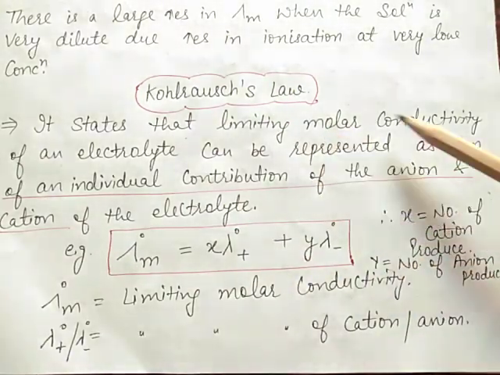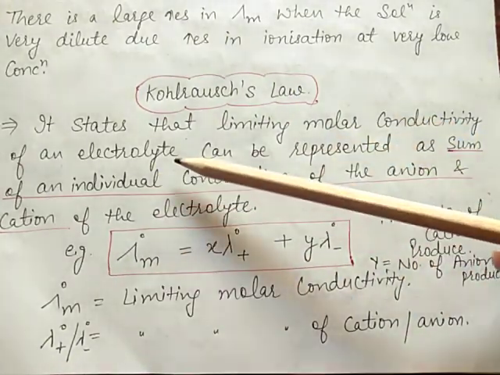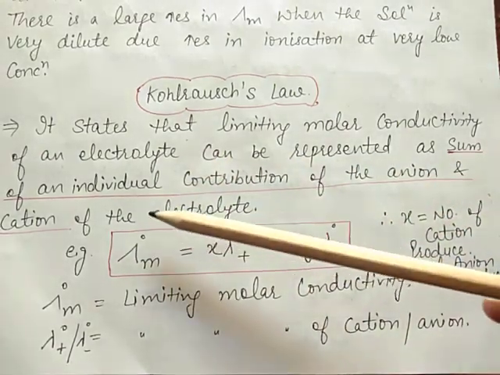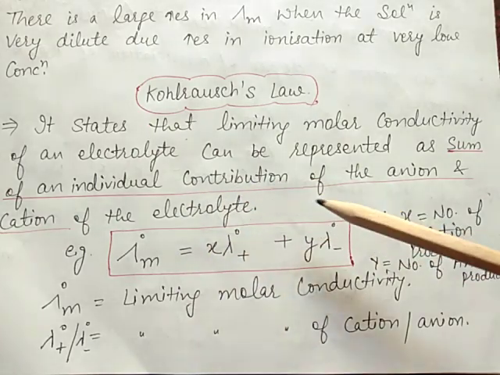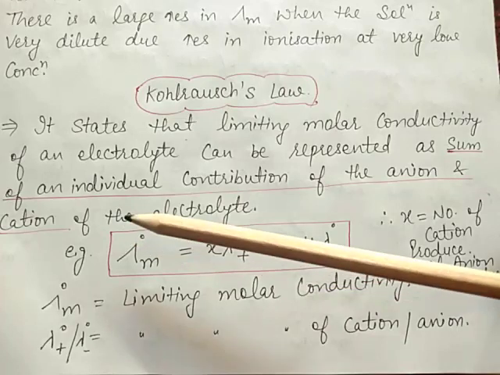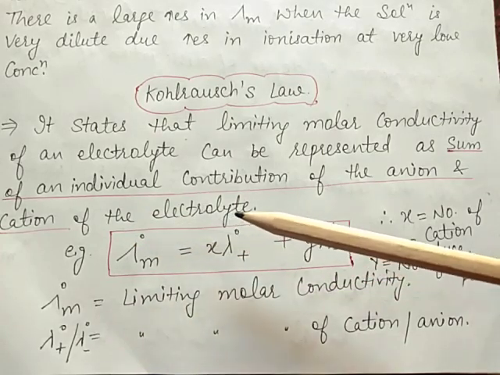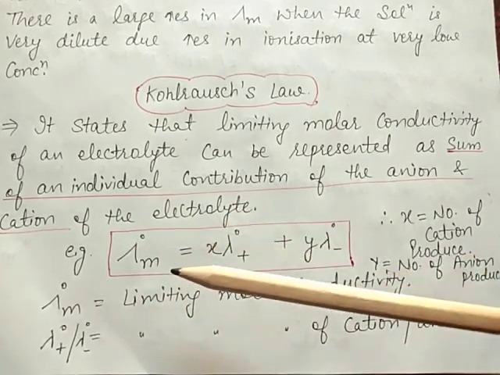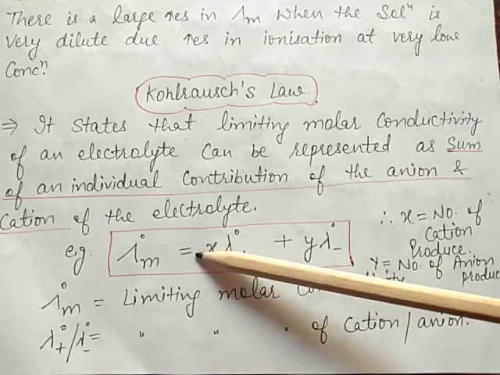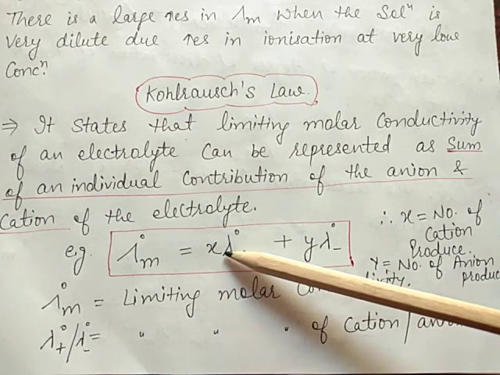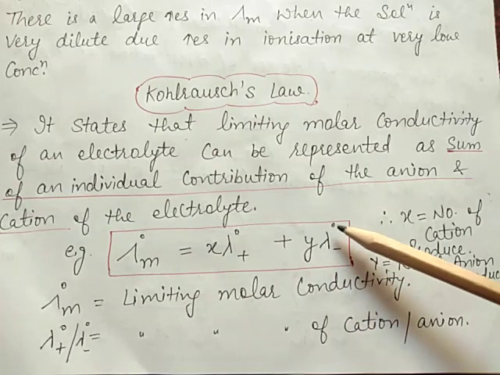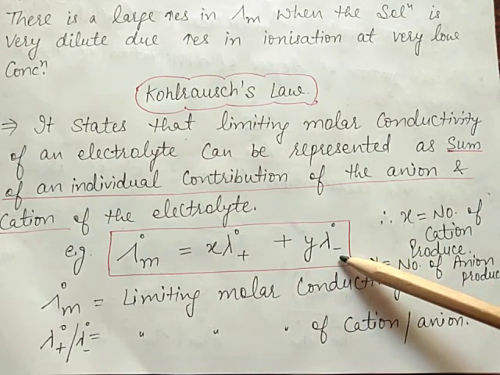the limiting molar conductivity of an electrolyte can be represented as the sum of the indivisible contributions of the anion and cation of the electrolyte. Like this. This is the limiting molar conductivity represented by the sum of the indivisible contribution of cations and the indivisible contribution of anions.